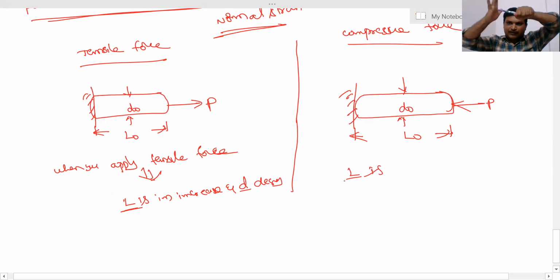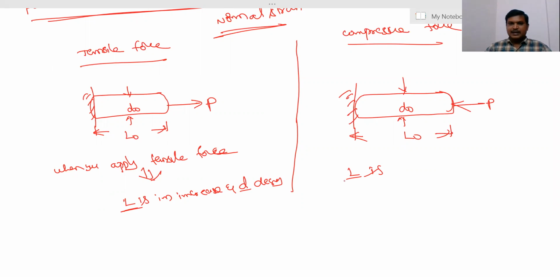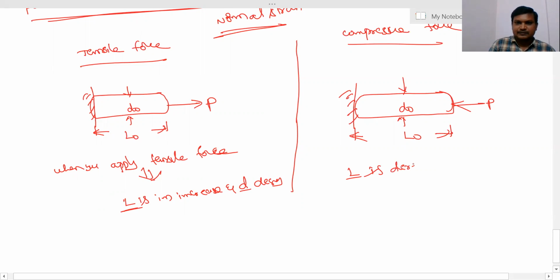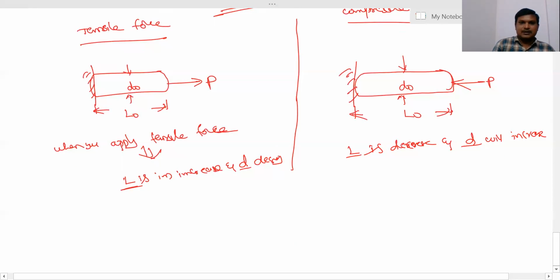In the compressive force case, what happened? The length will decrease, L decreases, and D will increase. The diameter, the lateral dimension, increases and the linear dimension decreases.